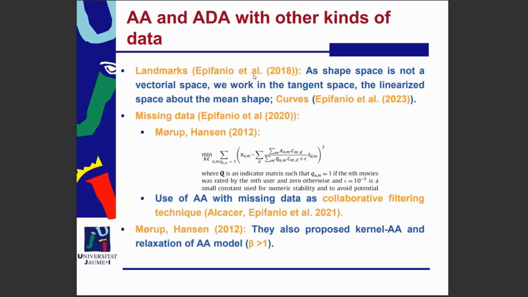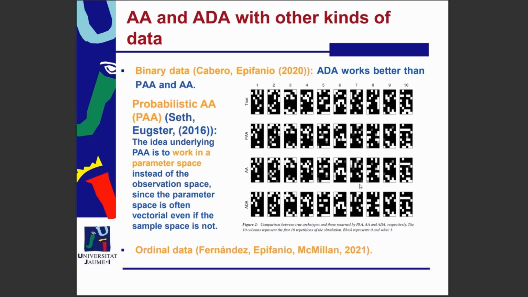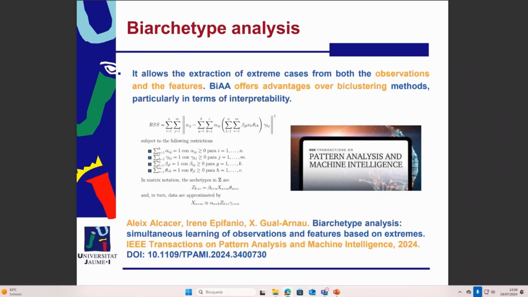And as I said before, we and other people have defined archetypal analysis for other kinds of data, with landmarks, where shape space is not a vector space, and with missing data. And then we used that in collaborative filtering techniques. Morten Mørup has also proposed kernel archetypal analysis, etc., with binary data, with ordinal data.